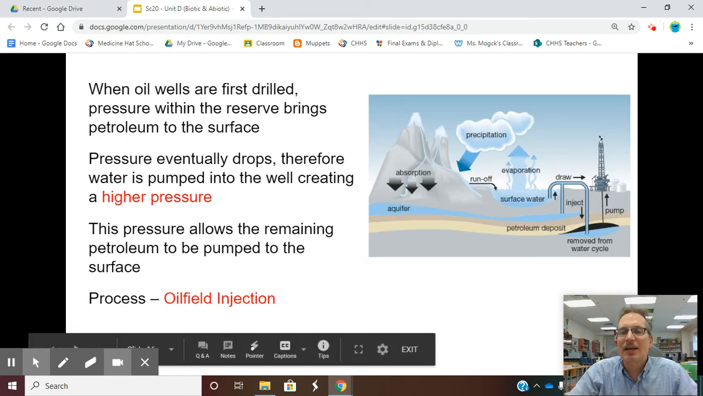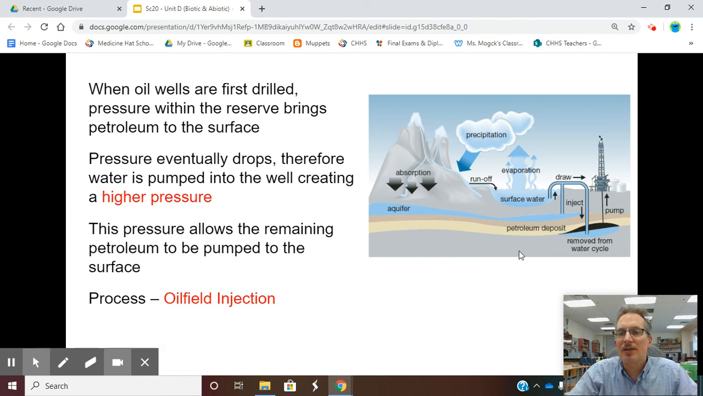Our last slide is going to be looking at oil wells. So here's our oil well. We're going to drill in. We're going to take the oil out, right? We need some water to help pump out the oil. Oil floats on top, so if we pump water in there, right, the oil naturally comes up.